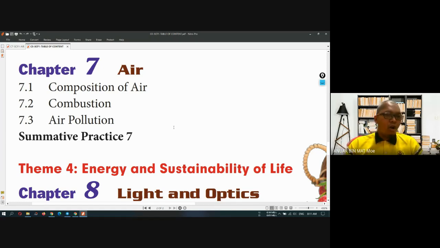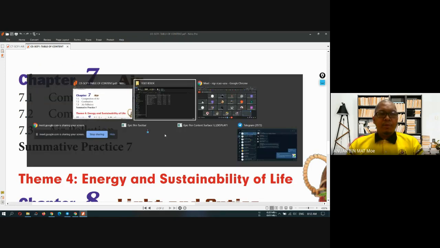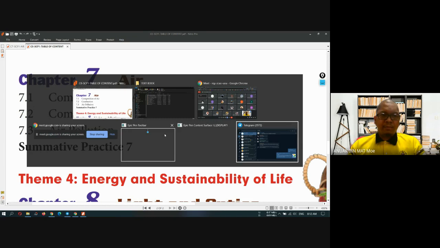7.1 you learn about the composition of air. Very simple one. I just straightforwardly ask you what is the composition of air. And then 7.2 is combustion, and then 7.3 is air pollution. Only short topics for chapter 7. I will try to go as fast as possible without leaving out the important things, but never mind, we try first. If you have your textbook, you can refer to your textbook as well.